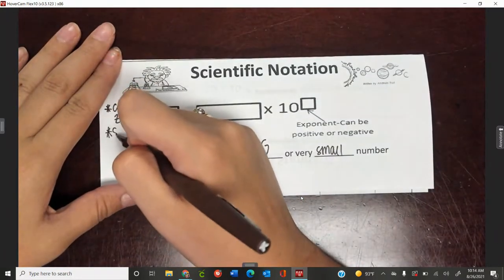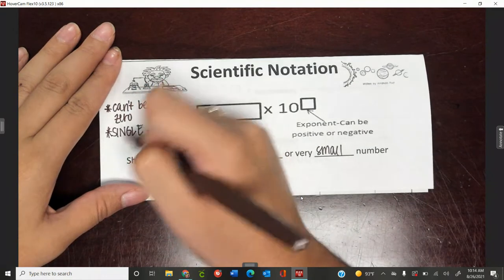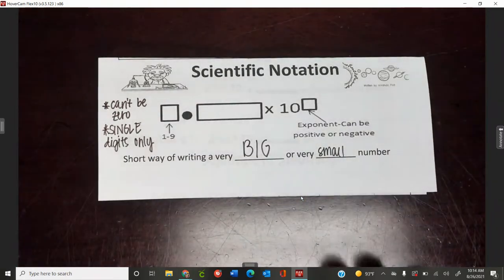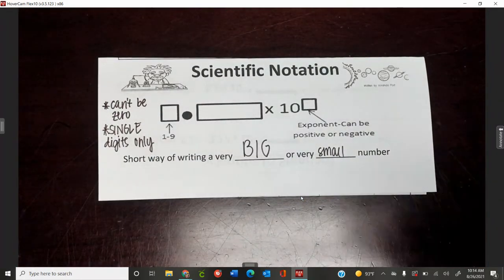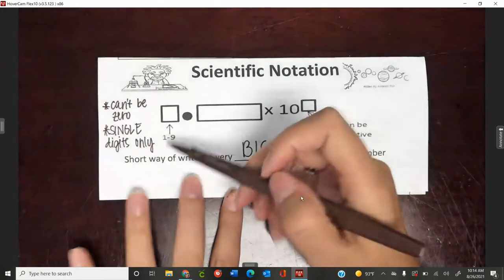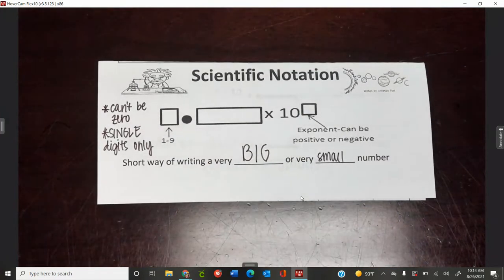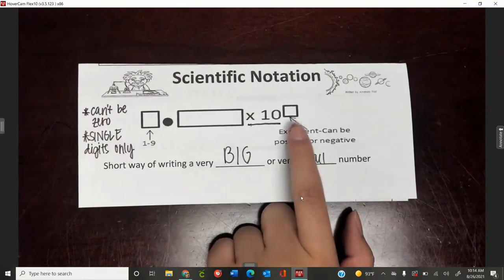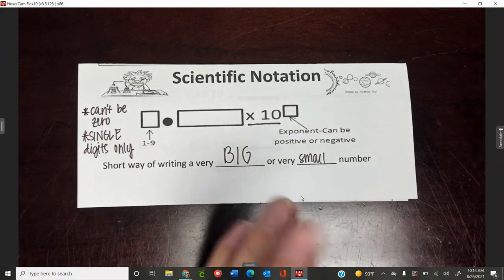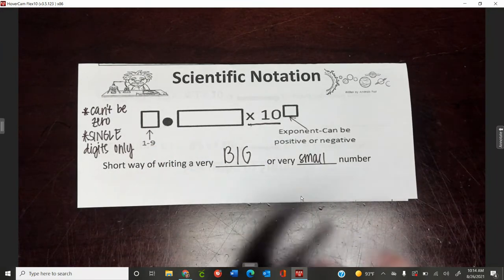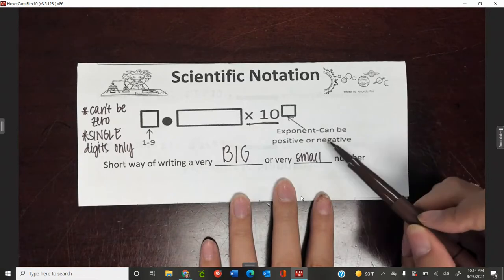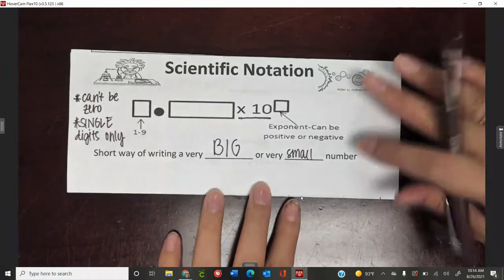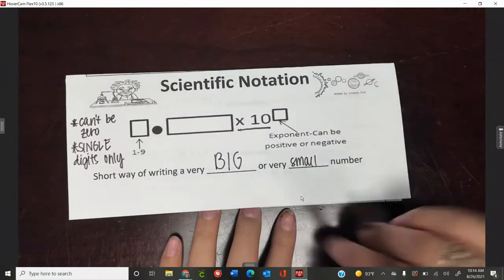So here, this is single digits only. That means you can't have the number 10, the number 11, 23, 745. It has to be one number that is 1 through 9. And then we have times 10. It'll always be times 10 to an exponent of 5, 6, whatever. It can either be positive or negative. If you have a positive exponent or a negative exponent, that doesn't matter. And I'll tell you what that exponent's going to mean in a second.